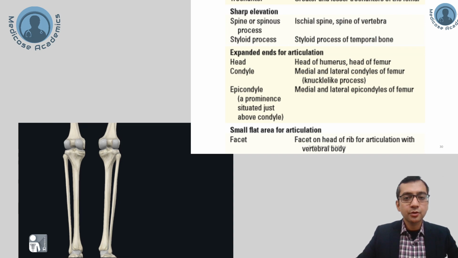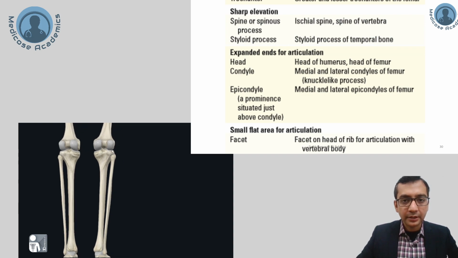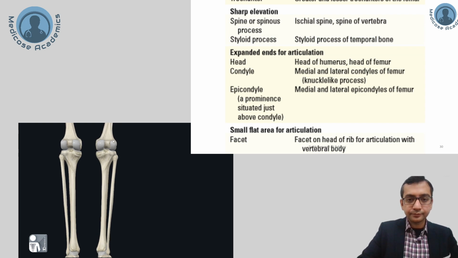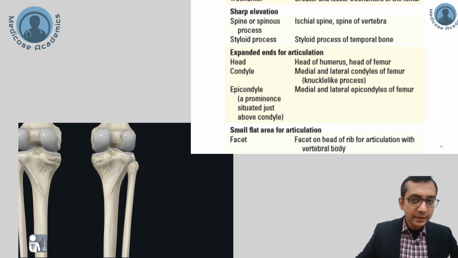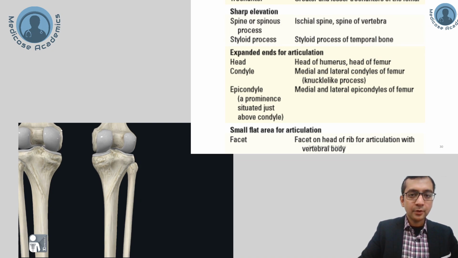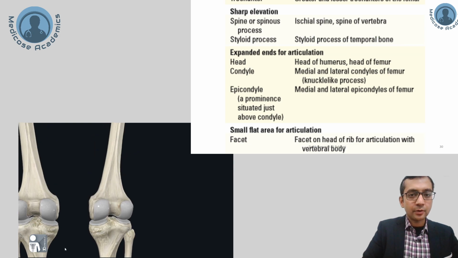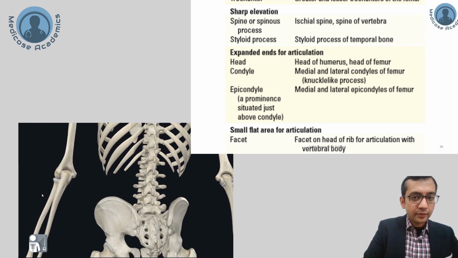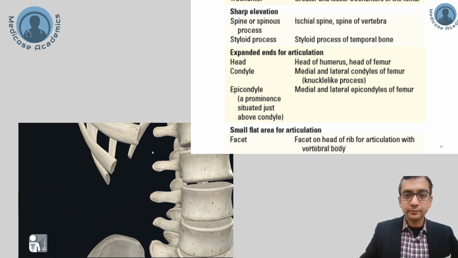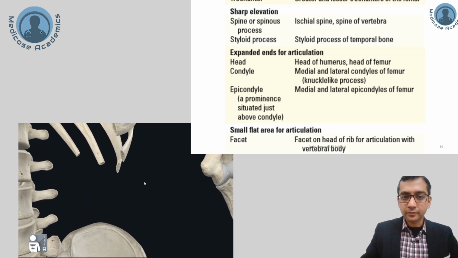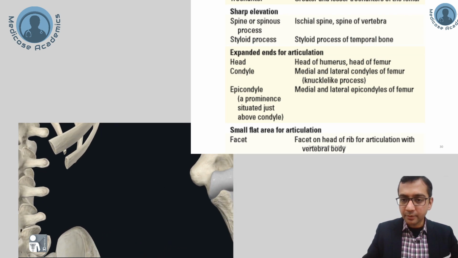Epicondyle, a small projection on the top of the condyle. This is epicondyle, like this area on the top of the condyle. This prominence on the top of this whole prominence. This is condyle. This small area on the top of it will be epicondyle. So these are epicondyles. Similarly, the ones present here. This whole area will be condyle, and this prominence will be epicondyle.